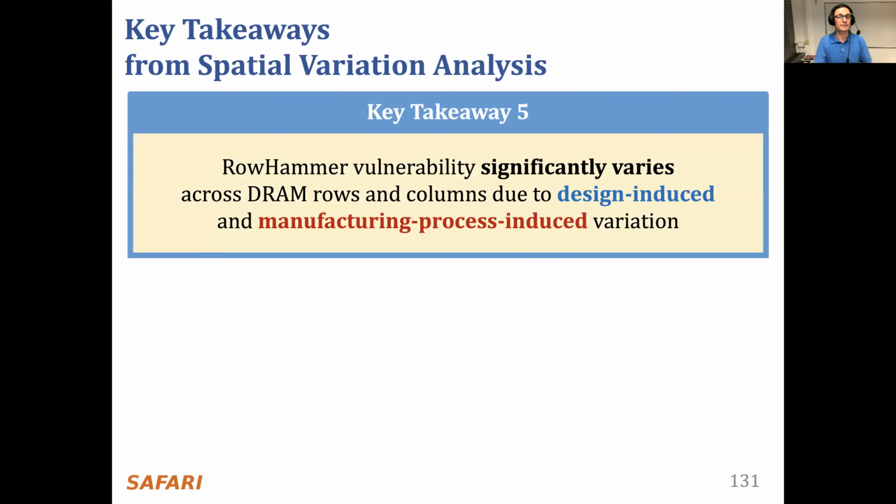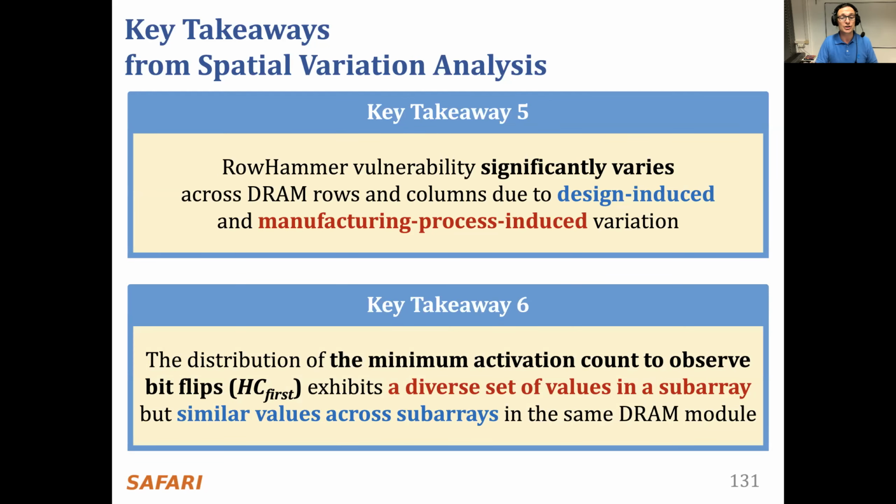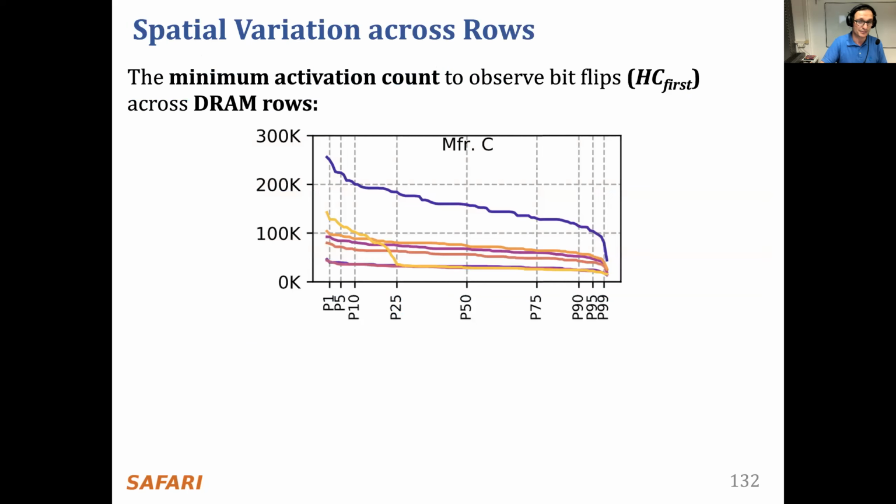In terms of spatial variation, we find that the RowHammer vulnerability varies significantly across DRAM rows and columns due to design-induced as well as manufacturing process variation. And the distribution of the minimum activation count to observe bit flips exhibits a diverse set of values in a DRAM subarray, but within the same DRAM module, there are similar values across subarrays. So there's actually potential for improvement and understanding as well.